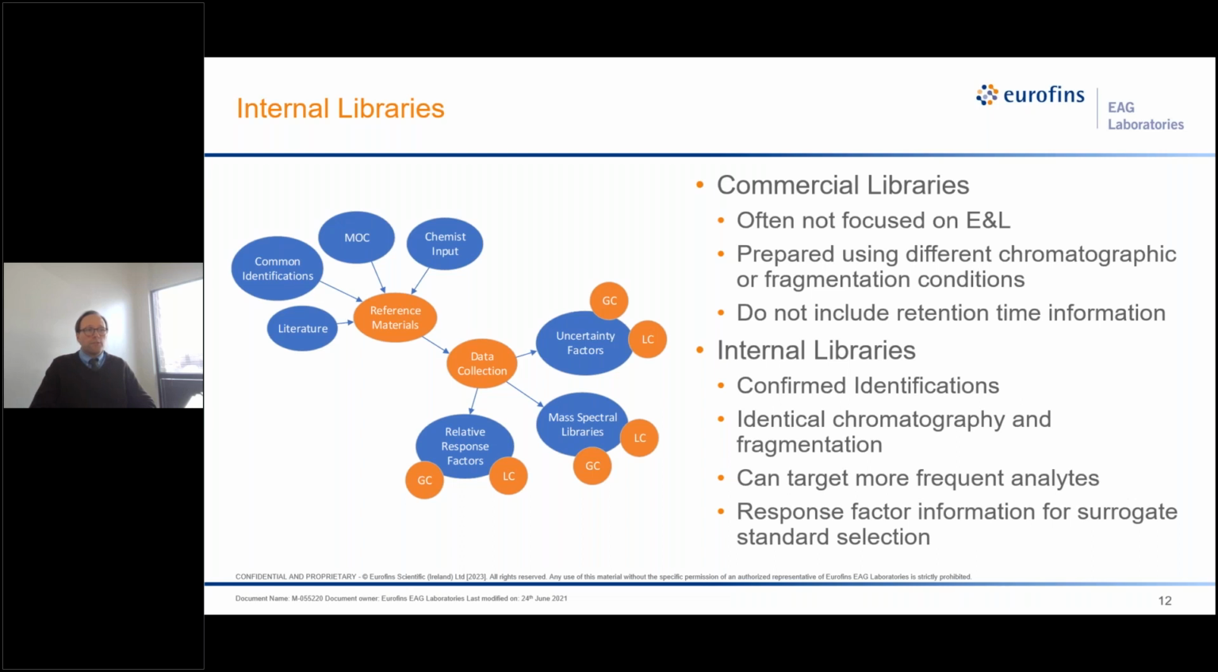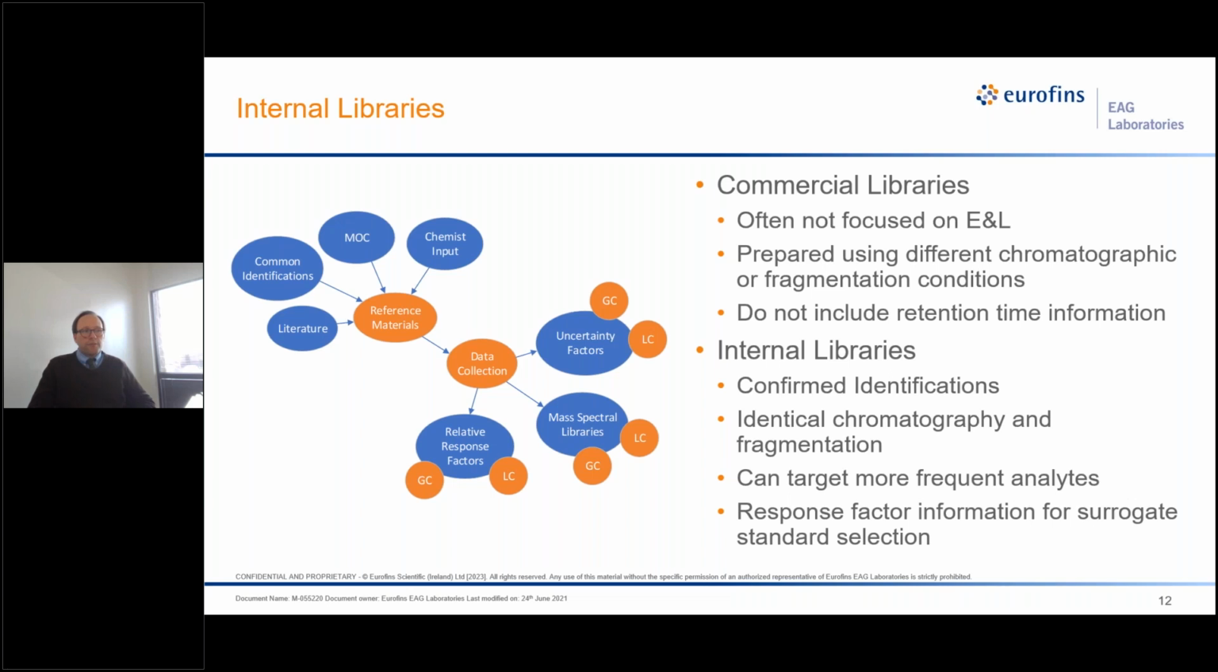They also do not include retention time information, except maybe a retention index, which isn't really the same as retention time in terms of confirming identification, or it has a retention time that's for a different chromatographic technique. So retention time will change based on the technique. Fragmentation will to a lesser extent. So really the best way to get good, strong automated matching is to build an internal library.